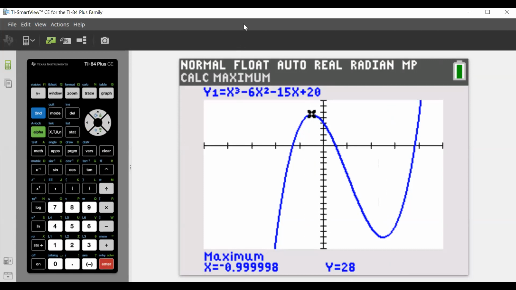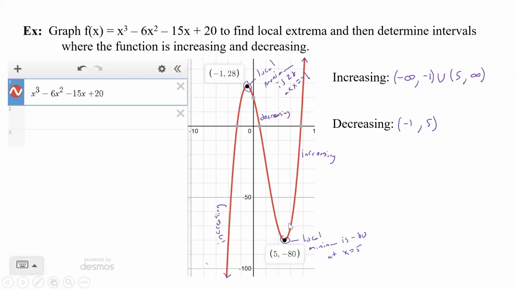All right, so that's kind of how you can use your calculator versus if you just type it in Desmos, and then you can just click on the graph and it'll give you the values.